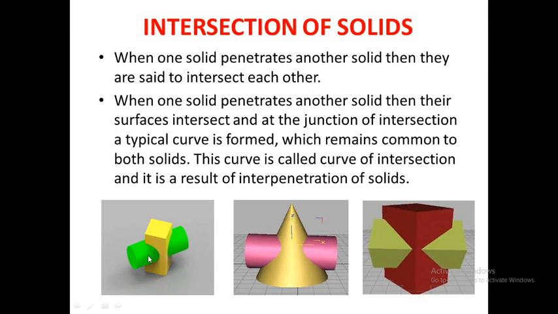Similarly, in the first example, when the cylinder penetrates the vertical square prism, a curve is formed at the junction of the intersection, that is this curve as well as this curve. These are called curves of intersection. Whereas in the third case, where the vertical square prism intersects with the horizontal square prism, at the junction of the intersection, that is this point, there is no curve formed. Here, both the planes intersect at a common line. So these lines are called lines of intersection.